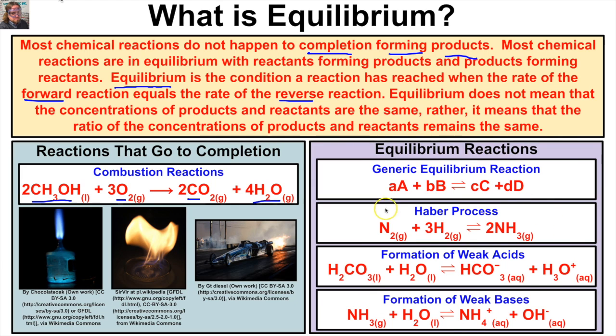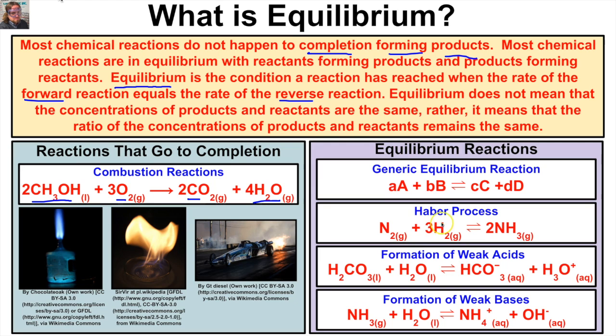So if we take a look at these equilibrium reactions, most chemical reactions that take place around the world are of this kind. They're equilibrium reactions. Reactants are forming products, and products are also reacting with one another to produce reactants. And so when the rate of the forward reaction equals the rate of the reverse reaction, the system has reached equilibrium, and the ratio of the concentrations of these products and reactants will remain unchanged. So understand that concept.